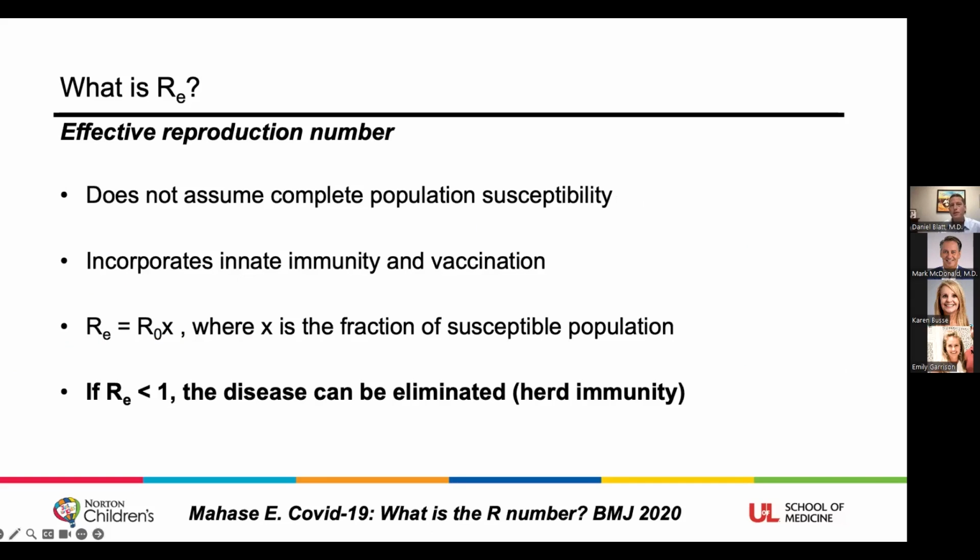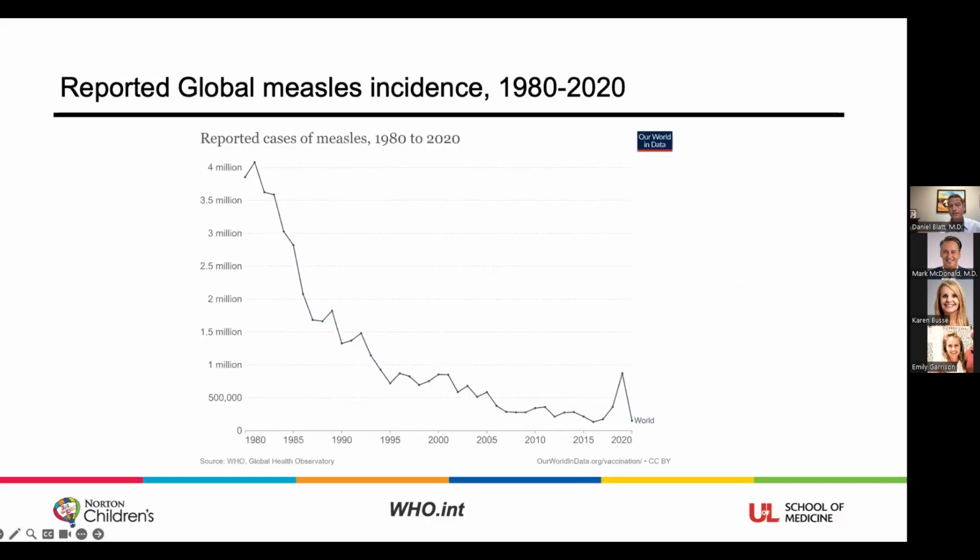This accounts for immunity in a population, namely previous protection, previous infection, or previous vaccines. RE is R naught times X, and X is the percent of people who are susceptible. If RE is less than 1, the disease dies out due to herd immunity. Measles is an example of herd immunity in the success of vaccines. So measles is a disease with a high R naught and a low RE due to vaccination programs. Measles has declined significantly and is only seen in sporadic outbreaks.